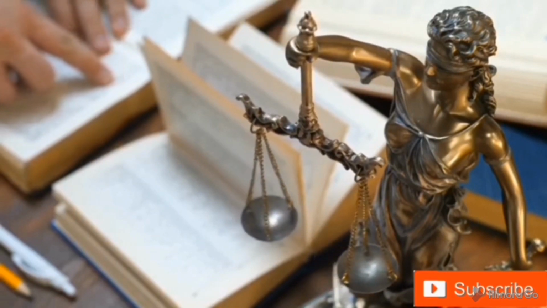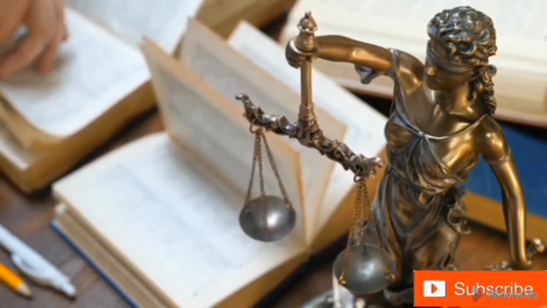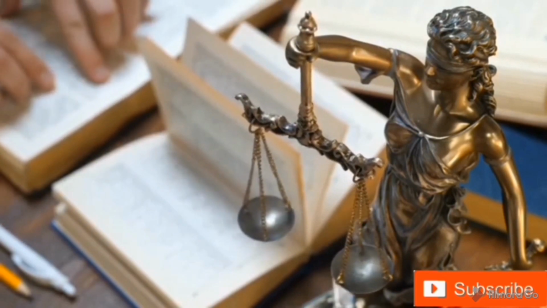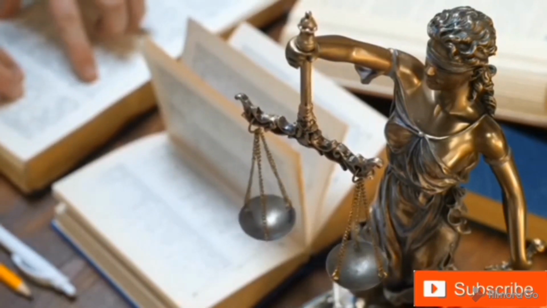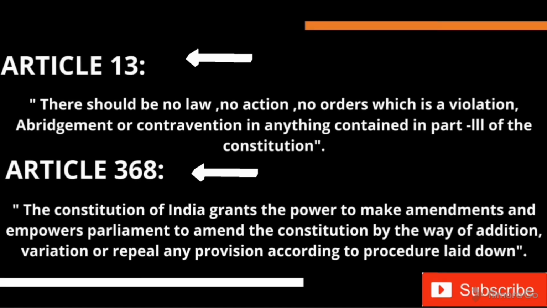Before understanding basic structure doctrine, it is important to know about Article 13 and Article 368 of the Constitution, because both are in conflict with each other. Article 13 of the Constitution talks about what is law in the negative sense. According to this, the state shall not make any law or action which is a violation, abridgment or contravention in anything contained in Part 3 of the Constitution, that are fundamental rights.